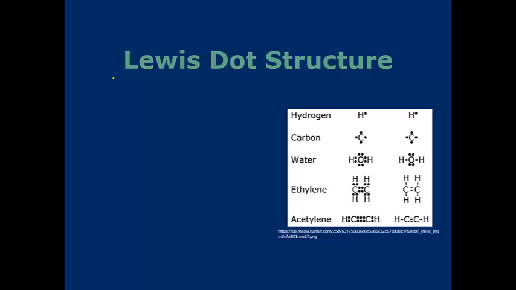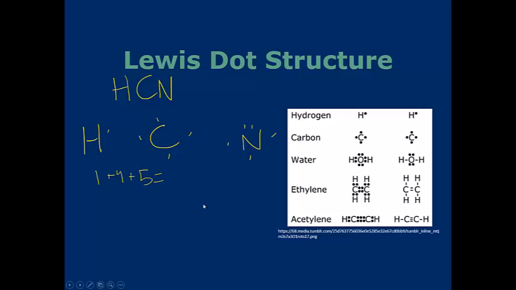So if we were to look at HCN, hydrogen has 1 in their valence, carbon has 4, and nitrogen has 5. So if we look at this, that's 1 plus 4 plus 5, and this results in a total of 10 valence electrons to work with.